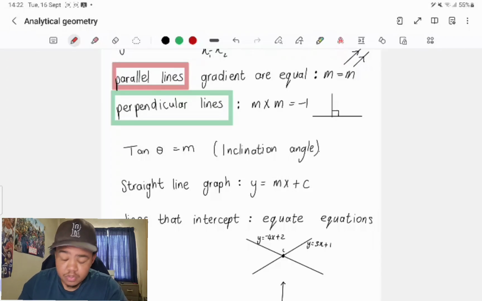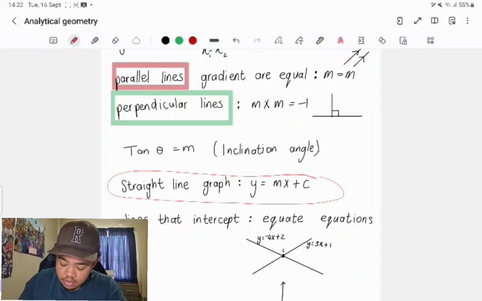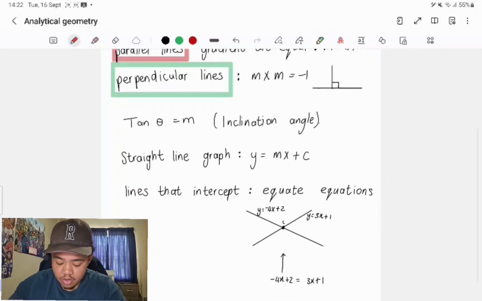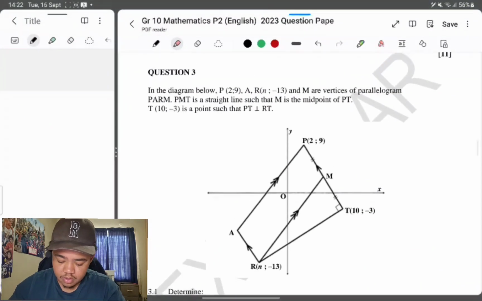Straight line graphs, very important also when it comes to analytical geometry. You need to know your straight line graph, how it works, because it's going to be key when working with analytical geometry. When lines intersect, you just equate the equations. I know that's a lot, but as we go through the papers, you'll see how I use it and how you can use it to get full marks. Cool. Let's start with the first question.